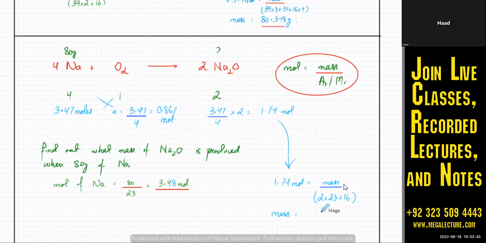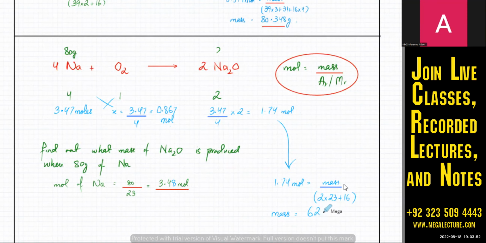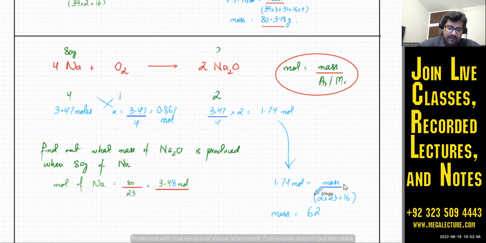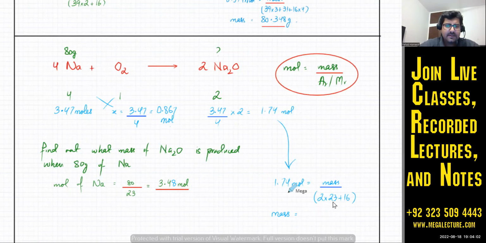Sir, 62. 62, is it point something or is it just 62? 107.88. Sir, I forgot to divide it. No, you're not supposed to divide. You have to multiply it. It's this thing multiplied by this thing. You'll find the mass.